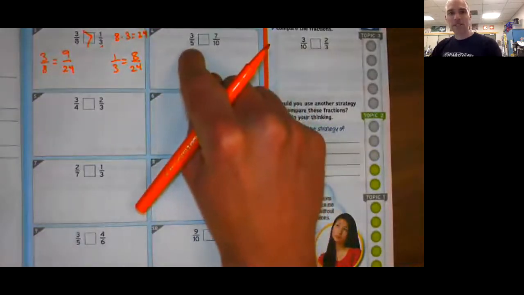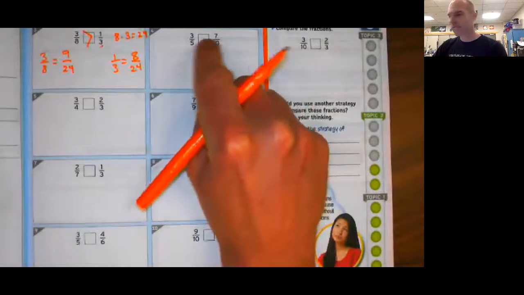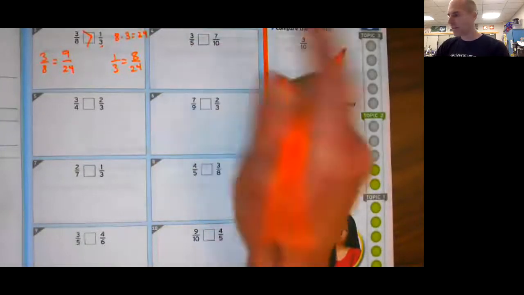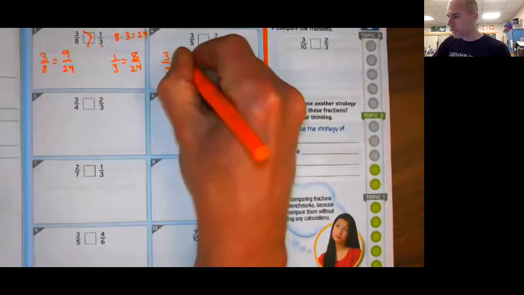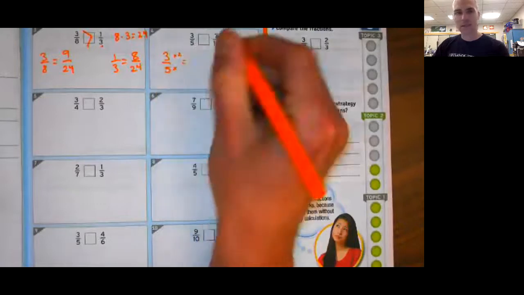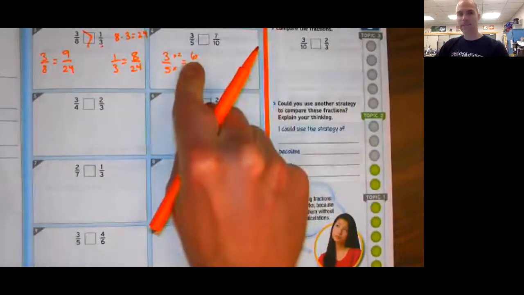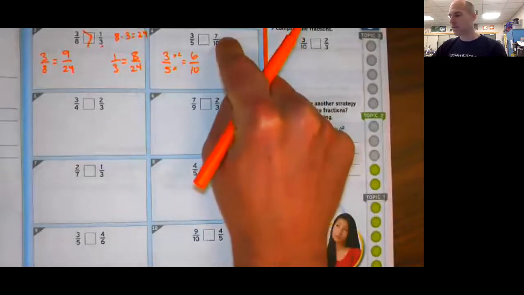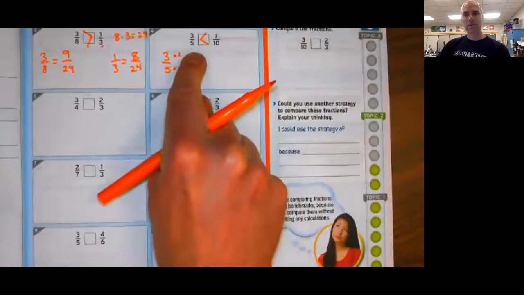This one is much easier because look, I can make 10 my common denominator because 5 goes into 10. If I just take the 3/5 and multiply by 2 on the top and the bottom, that writes it as the equivalent fraction 6/10. And 6/10 is less than 7/10. And so that means that the 3/5 is less than 7/10.